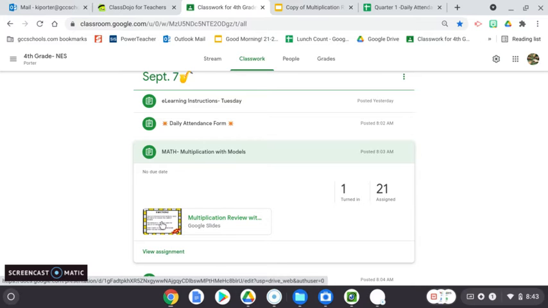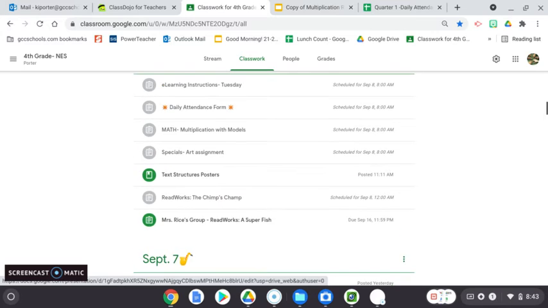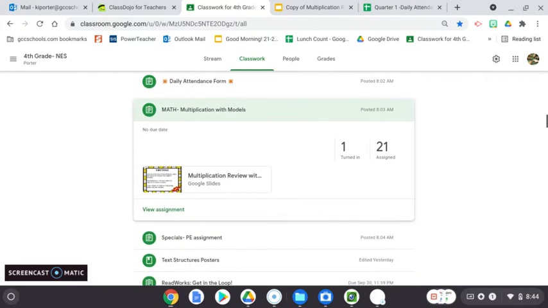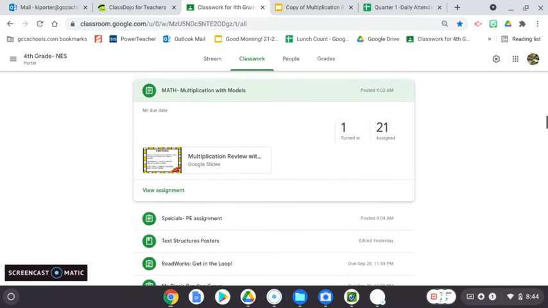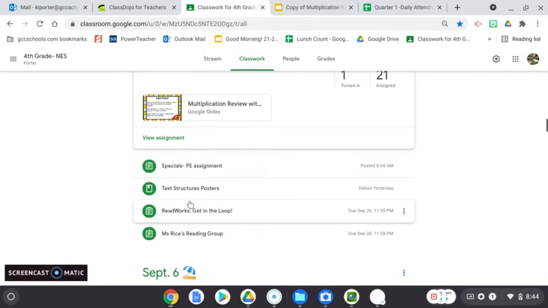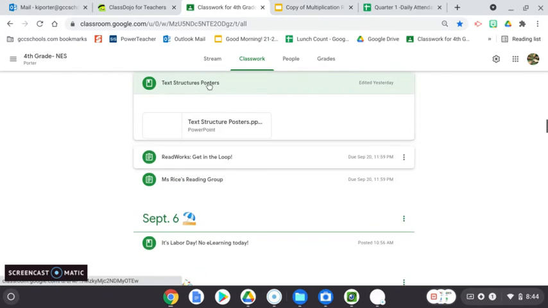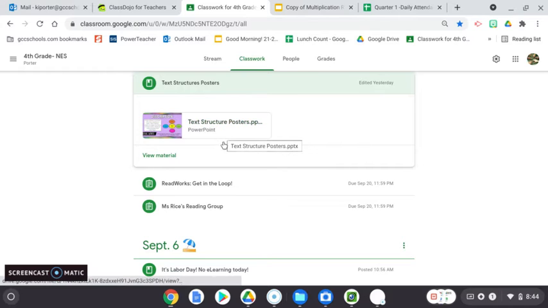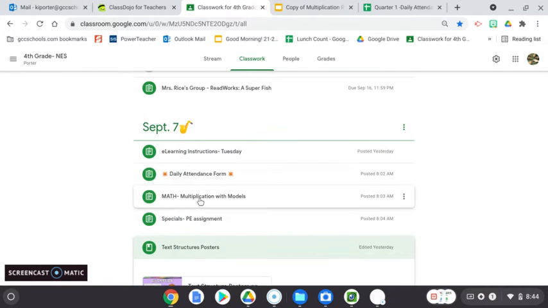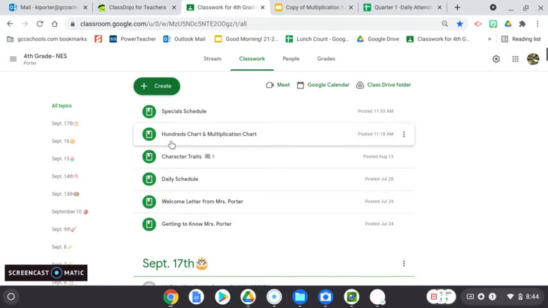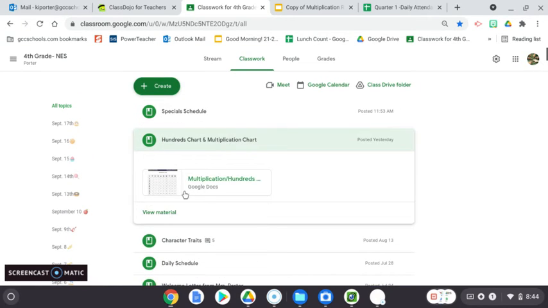So we're going to do a couple of problems off of this slide. If you scroll on up, there's even a couple of things that you could go ahead and get started for a few days later in the week. Don't forget to do your specials assignment. And then I've got a couple of things in here just to help you out, like text structures, posters. And if you need help with multiplication, all the way at the top of Google Classroom, not under any specific day, there is a hundreds chart here and a multiplication chart that you can open and use if you need it.